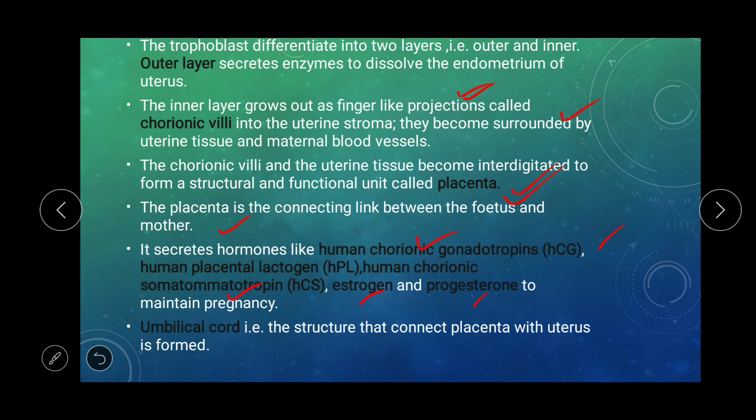And why is this necessary? This is necessary to maintain the pregnancy, that is to maintain the endometrial lining, the endometrial lining must be supplied with blood vessels to maintain the placenta. These things are required. And the umbilical cord is the structure that connects placenta with uterus. So the structure that connects placenta with uterus is called the umbilical cord.